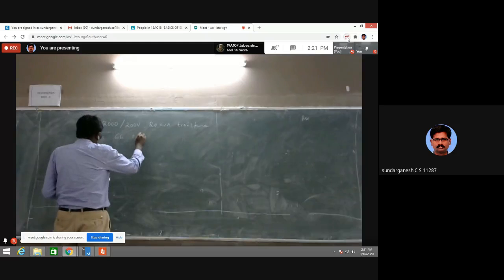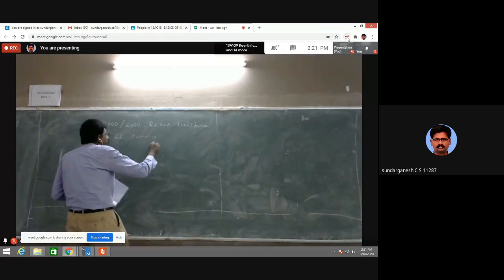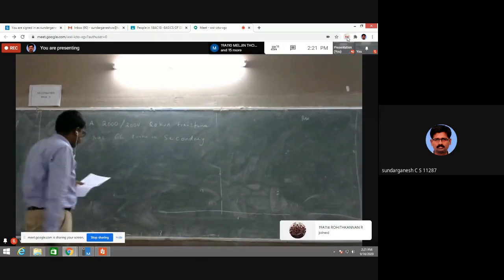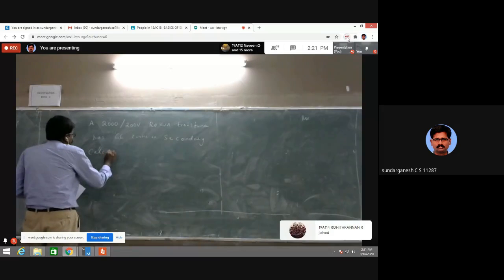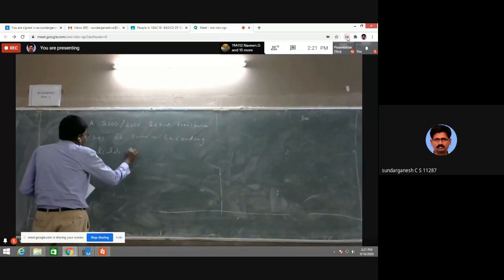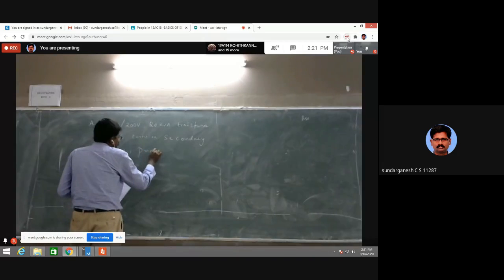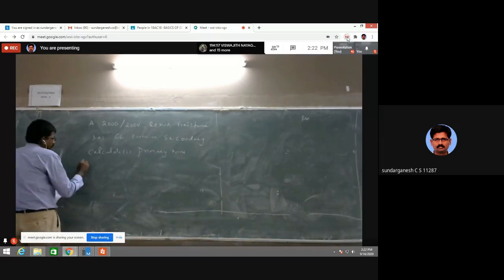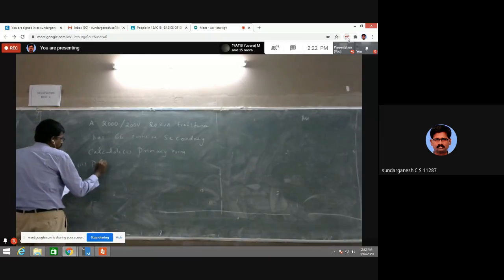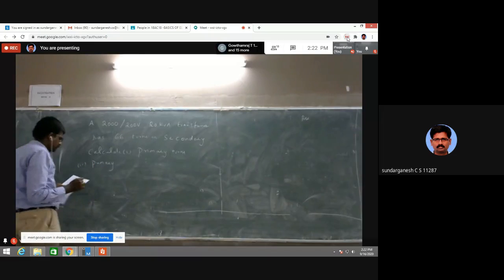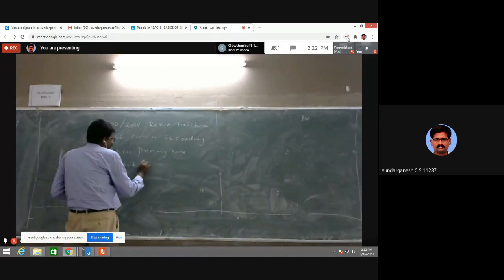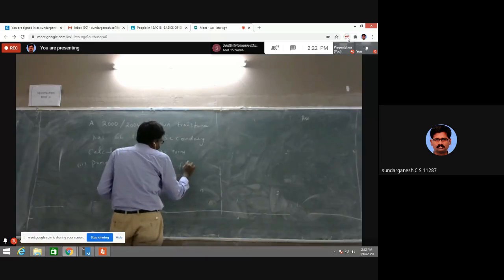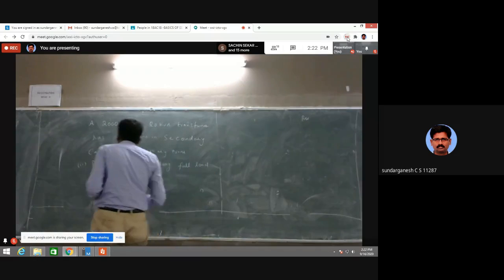It has 66 turns in the secondary. So you have to calculate what is the primary turns. Next, what are the primary and secondary full load currents?